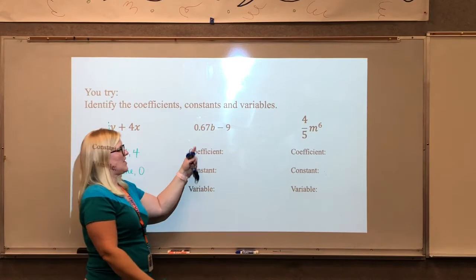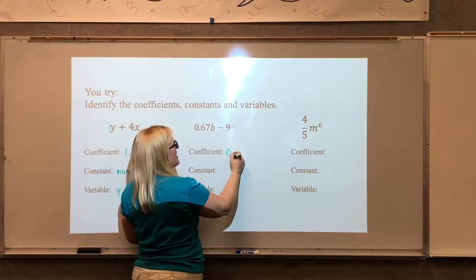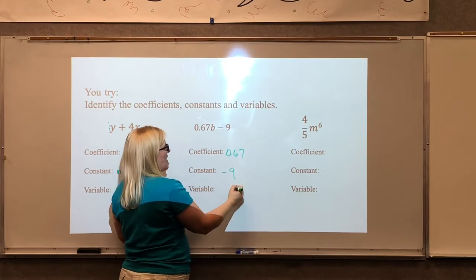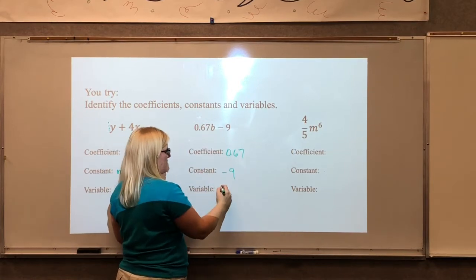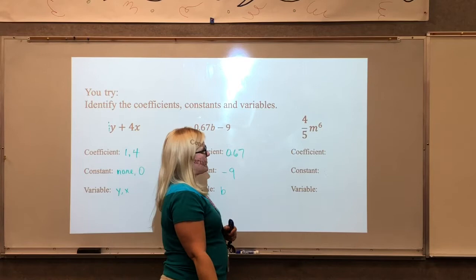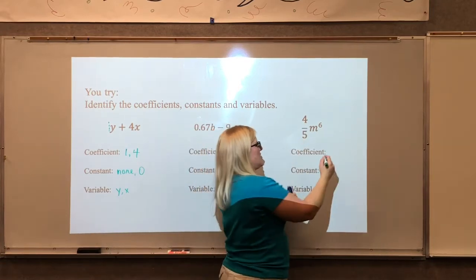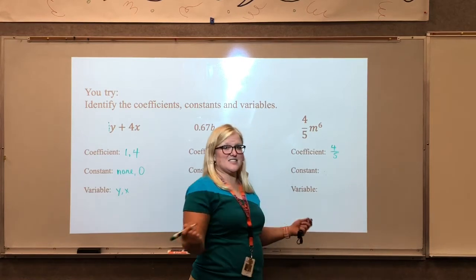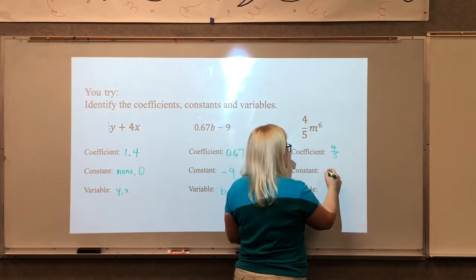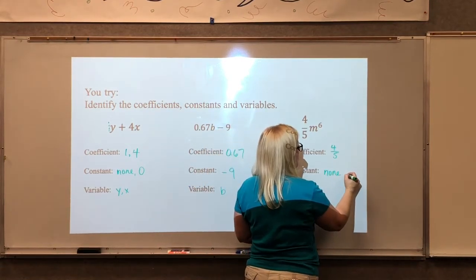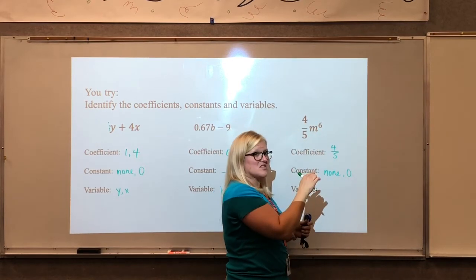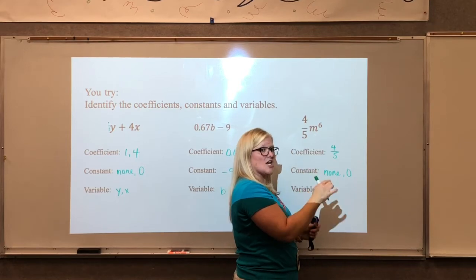Okay, coefficient here, 0.67. My constant is -9. And my variable is b. Okay, and over here, coefficient is 4/5. My constant, I don't have one, again, so it's none or 0. Okay, and my variable is not m to the 6th, it's just m.